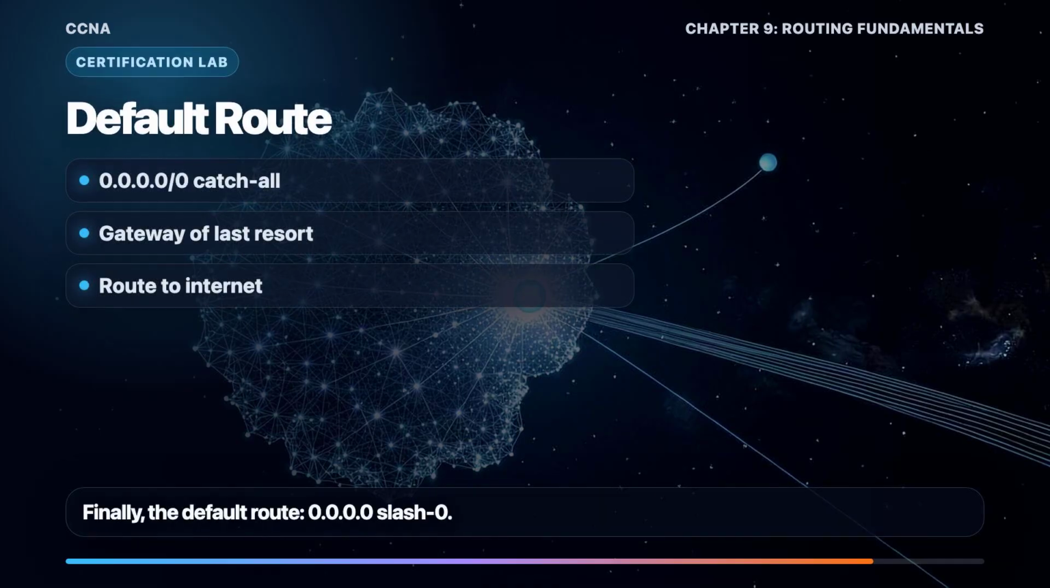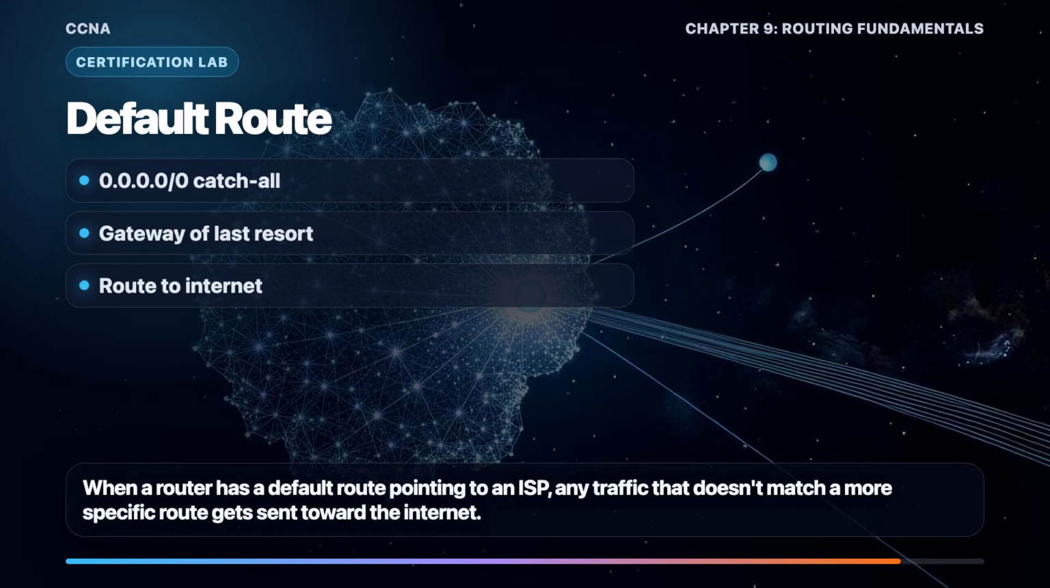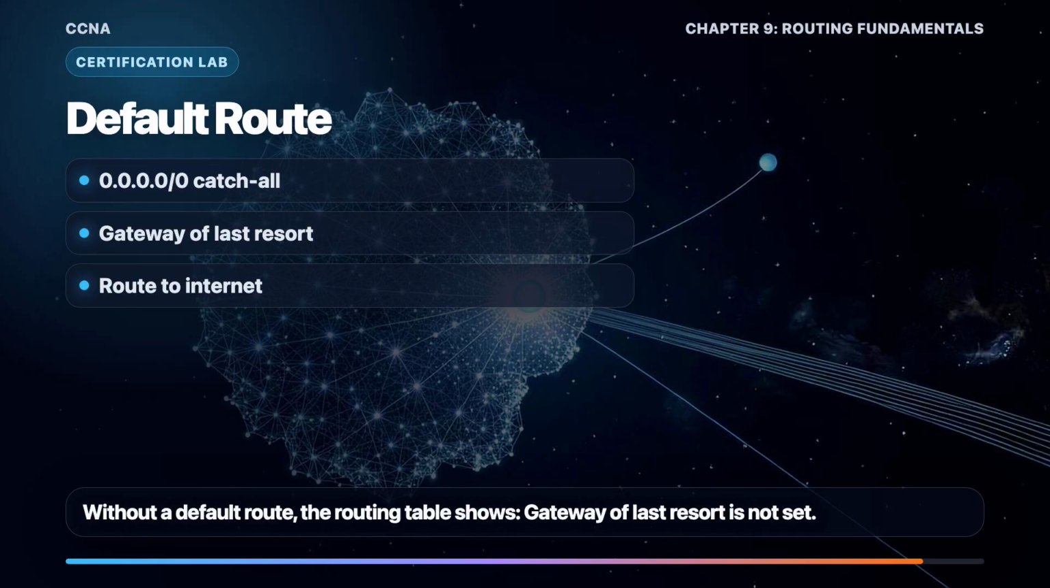Finally, the default route, 0.0.0.0/0. This matches every possible IP address and is used as a catch-all. When a router has a default route pointing to an ISP, any traffic that doesn't match a more specific route gets sent toward the internet. Without a default route, the routing table shows gateway of last resort is not set.